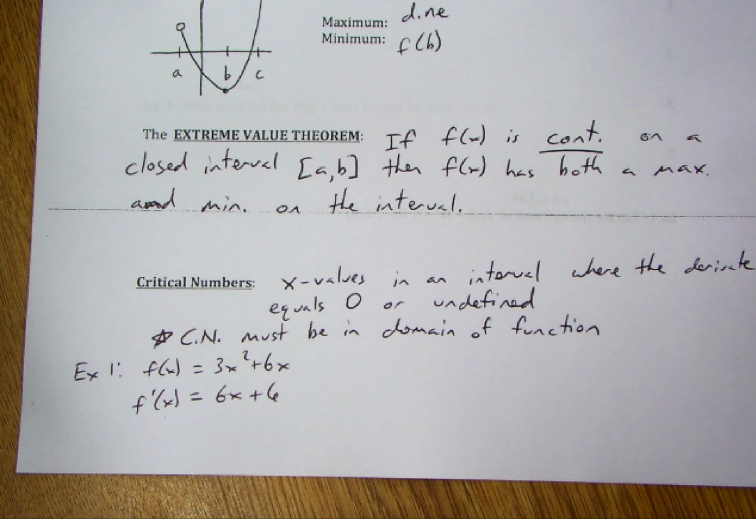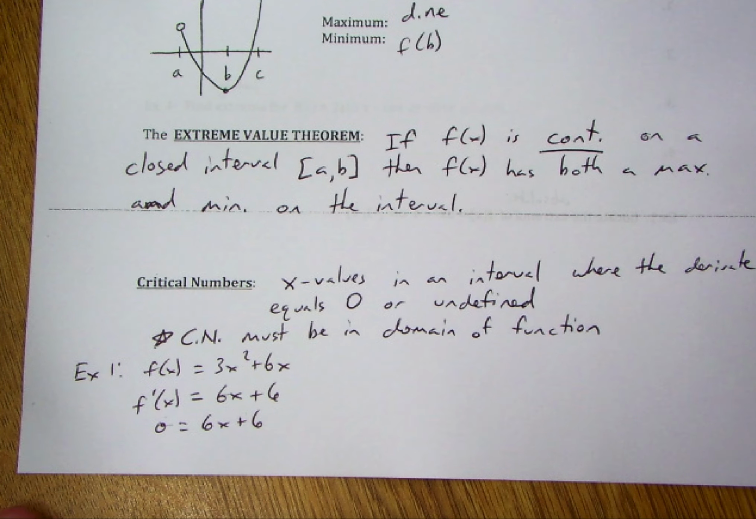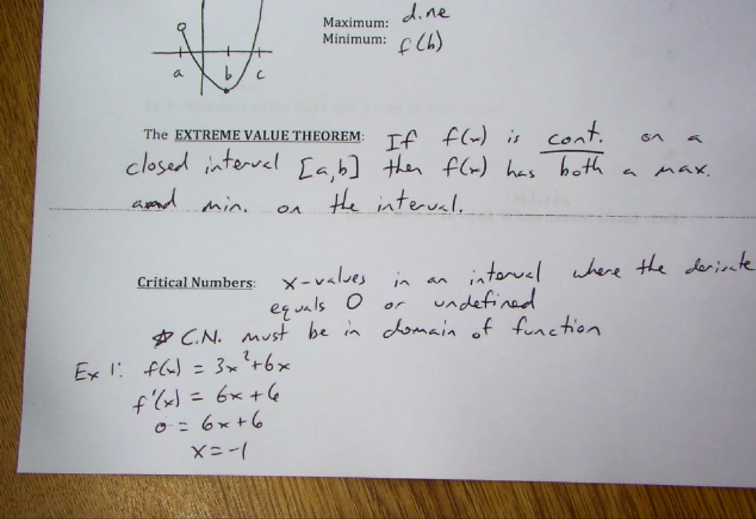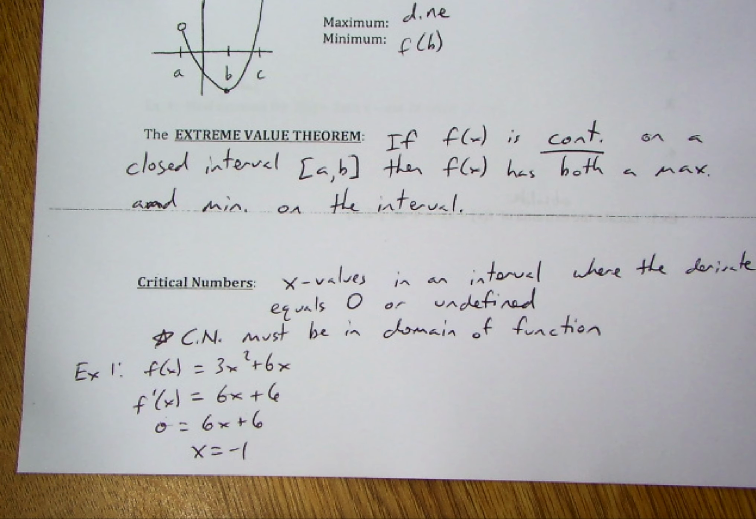And the only time you're really going to have undefined is when you have a fraction, anything that makes the denominator 0. Since we don't have that here, I would just set this equal to 0, and I would find that x equals -1 is a critical number. So -1 is a critical number of this function. Pretty much that means on this function at -1, there's going to be a horizontal tangent or something weird going on. Obviously, it's going to be a horizontal tangent because this is a parabola. But it could be where sharp turns occur and things like that.